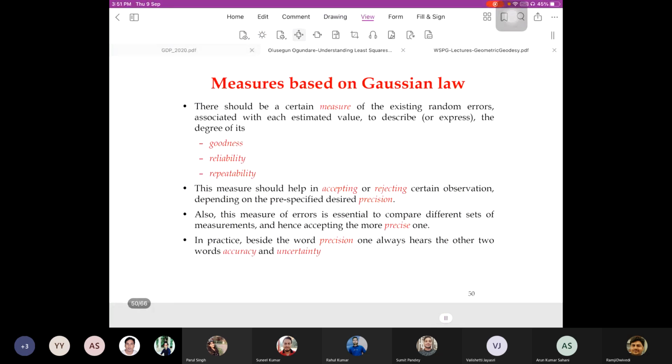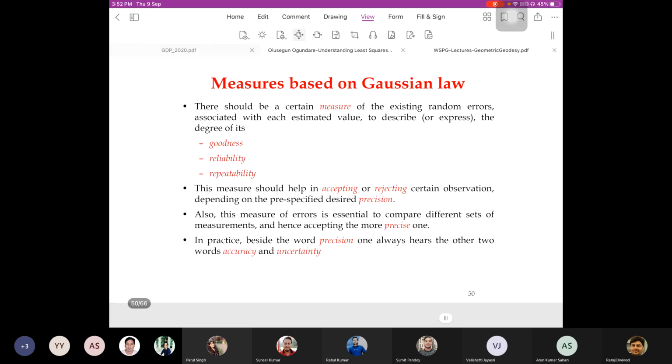So moving ahead, we have measures based on Gaussian law. There should be certain measures of existing random error associated with each estimated value, expressed as the degree of its goodness, reliability, and repeatability. Every time we go ahead for measurement, what we want is that our measurement has to be precise, so that precision is maintained and you could reproduce similar results in multiple scenarios.